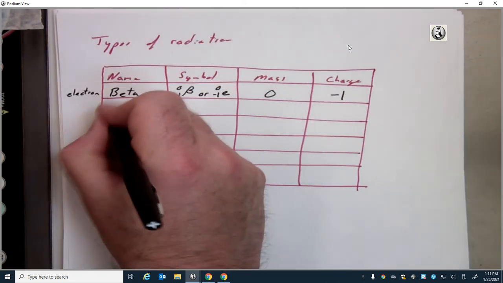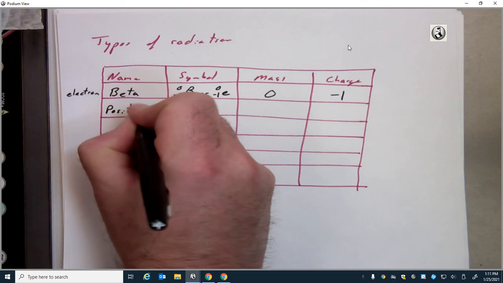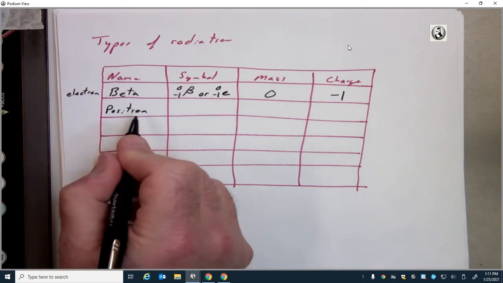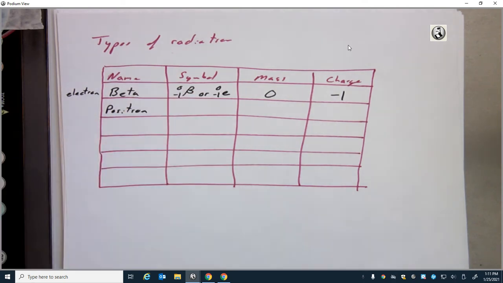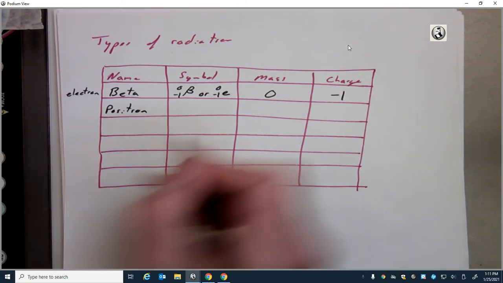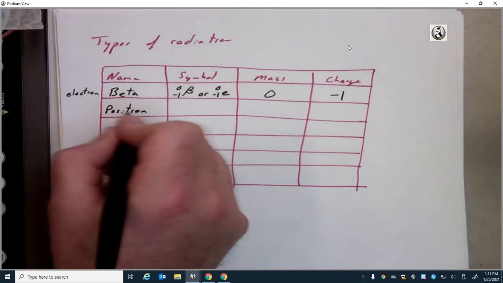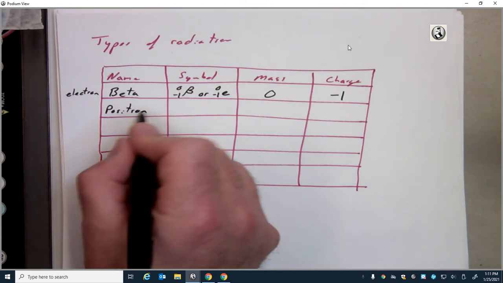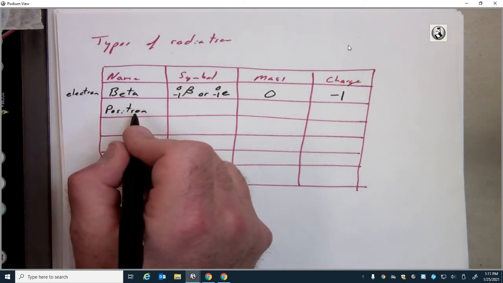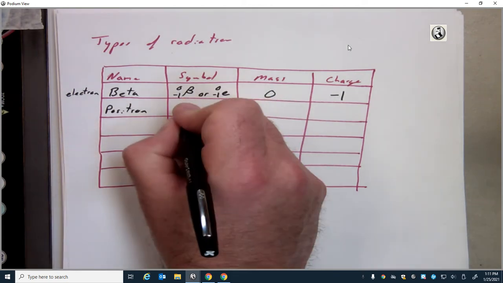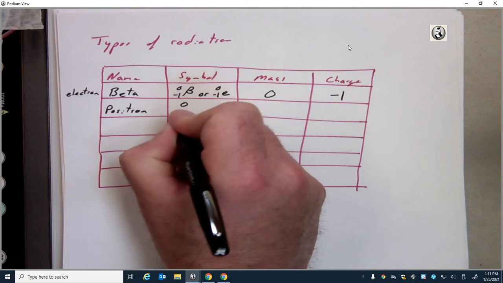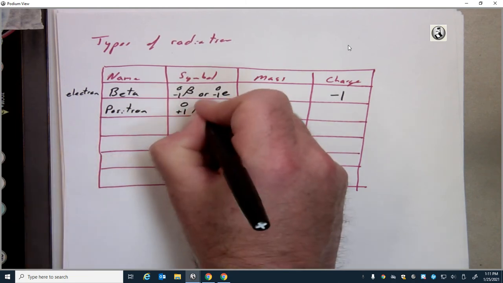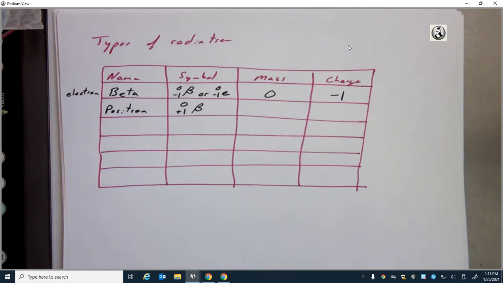All right, let's talk about positrons. A positron is actually the antimatter of a beta particle. It's a type of electron, but it's an electron with a positive charge. And the symbol that we're going to use is 0 +1 with that weird B.